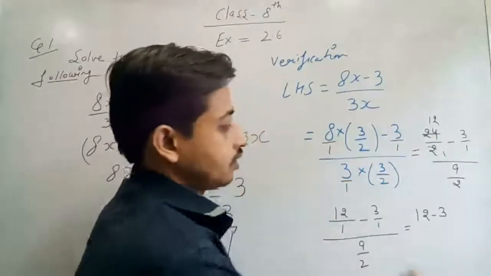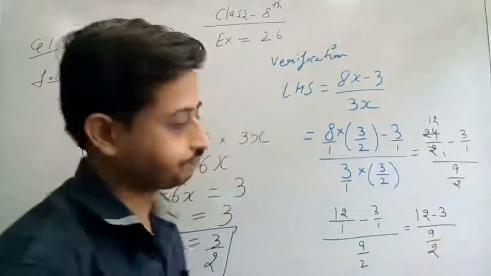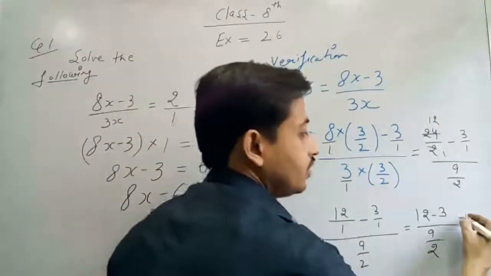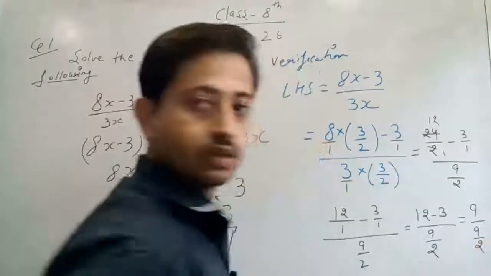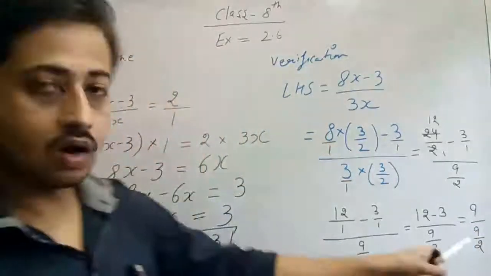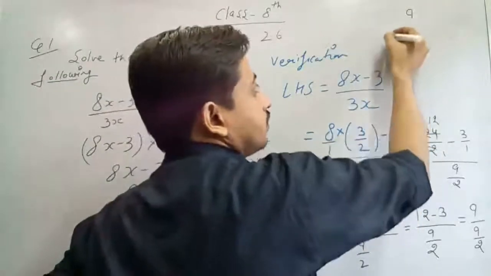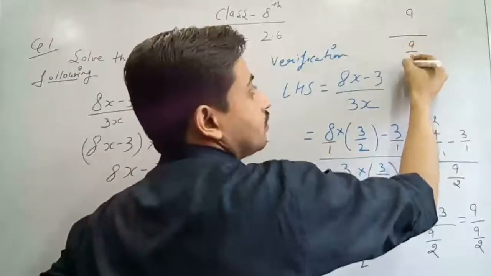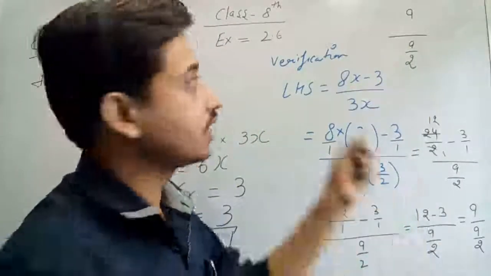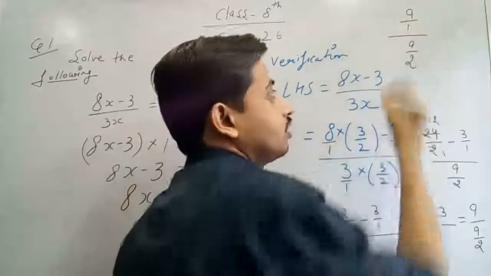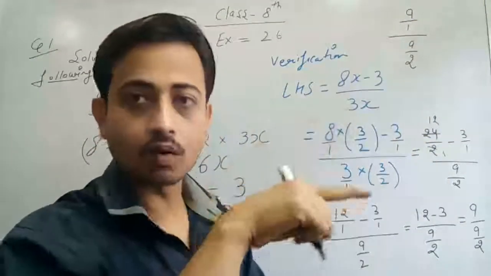Do the same manner. 12 minus 3, I am writing one more step also. 12 minus 3, we get 9 divided by 9 by 2. Now I am solving further this part here. Here this is 9 and this is 9 by 2. And you know, this is in terms of rational, so try to make it also rational, 9 by 1. And you know, the denominator part is reciprocal.